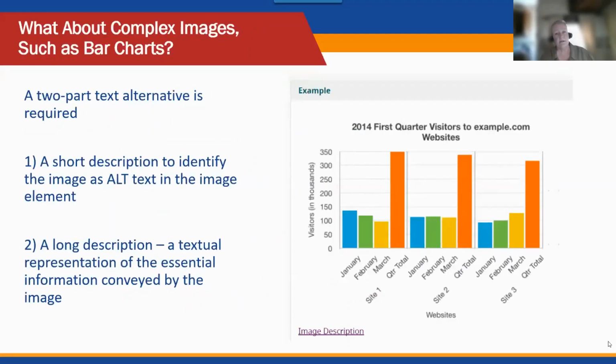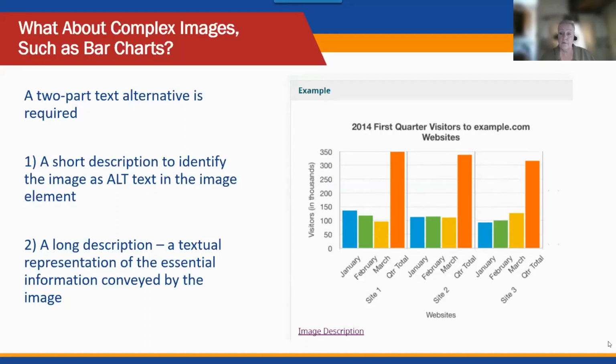And what about complex images, such as bar charts? Now, a visually impaired person can perceive and understand what this chart is about. But there's really a two-part text alternative that's required for something as complex as this. Number one, you still have to have a short description, an alt text, on the image itself. But then you need a longer description, which is a textual representation of the information that's displayed in the chart.